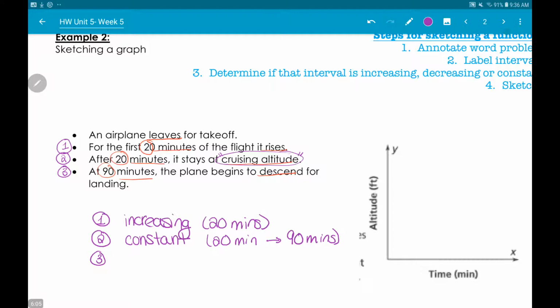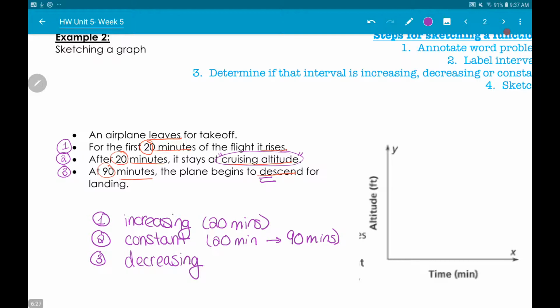At 90 minutes, the plane begins to descend. Descend is our key word. Again, do we think that key word is increasing, decreasing, or constant? Look at what it looks close to. It looks like the word decreasing, that D part, D-E. So in interval 3, it's going to be decreasing until the flight lands.